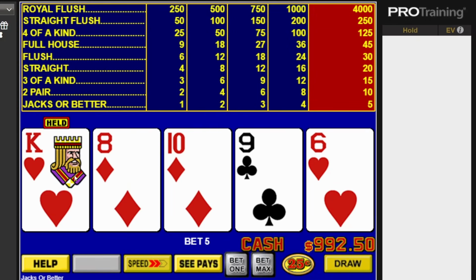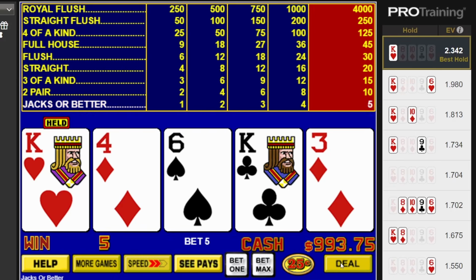Again, I'm here to get my game better because I've noticed it's been slipping as I've been getting older. So here we go. We have a gut shot, but king high, I think we're going to go with that. Yep, so we can look at the value here, 2.342. And the gut shot was all the way down at 1.7. So there's a lot of other hands to hold other than that. So chose you.